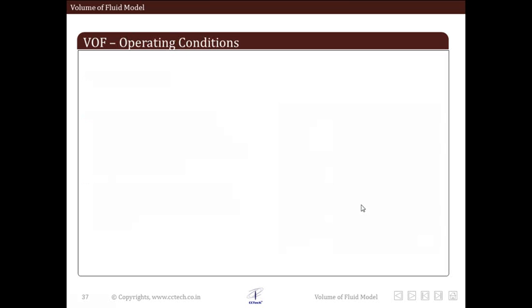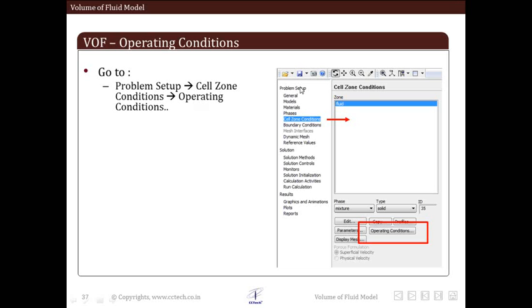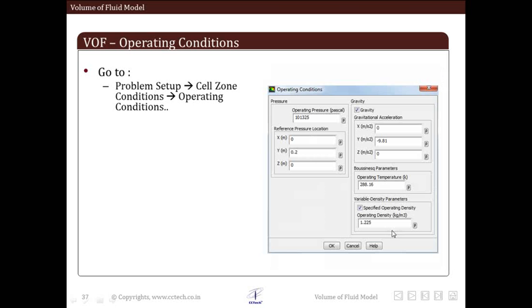Now we will discuss the operating conditions when we are using the VOF model. To set the operating conditions, we go to problem setup, cell zone conditions, and then click on operating conditions. That is, under the problem setup, we click on cell zone conditions. The number of cell zones that are present appear here. At the bottom, we have a button called operating conditions. Click on that, and then the operating condition panel pops up.